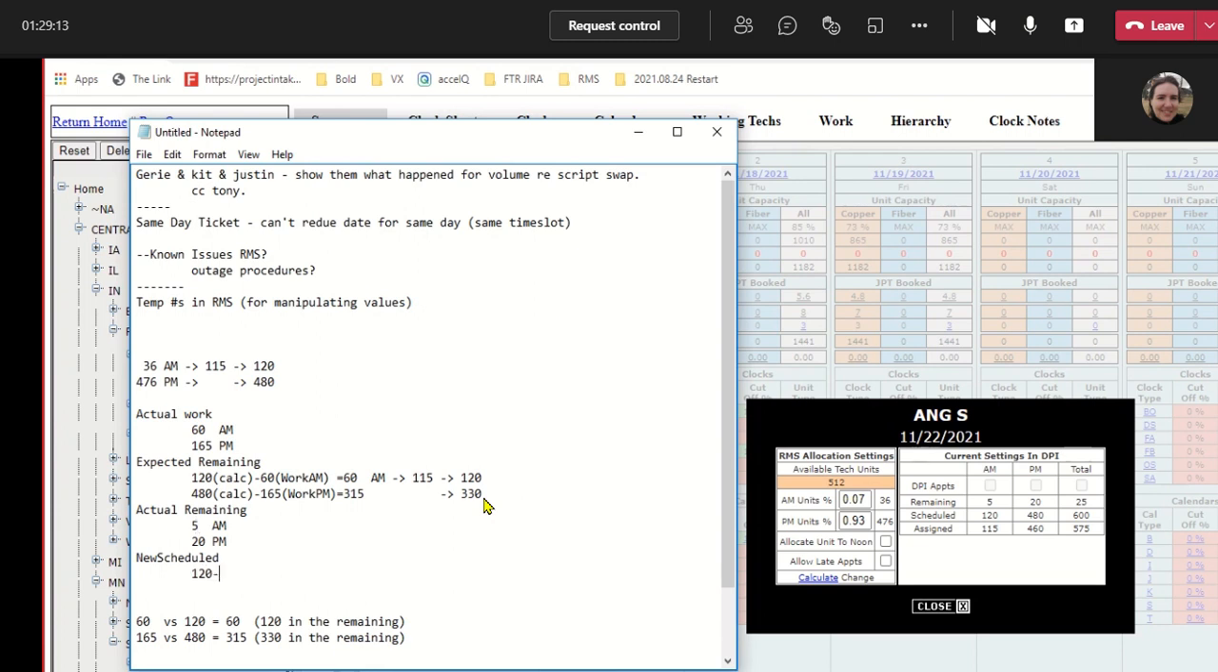So I do, in this case, 5, right? How did you get that 120 here? New schedule. This number, the expected remaining. Okay. So we want there to be 120. So maybe 120 minus actual remaining.